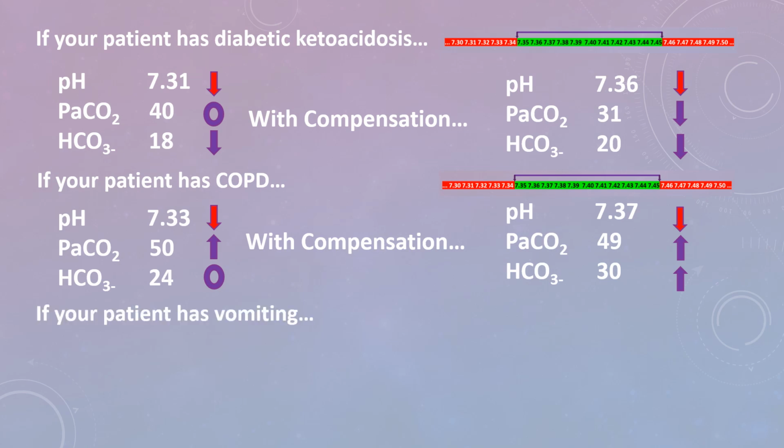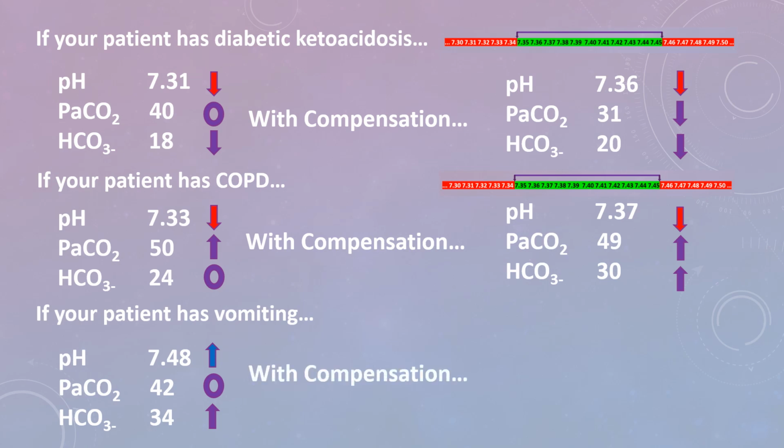If our patient has vomiting, your stomach has hydrochloric acid. When you lose your hydrochloric acid, you become more basic. The pH is going to go up at 7.48. Vomiting is a metabolic problem, and ROME tells me if it's a metabolic gas, the metabolic gas will go the same way as the pH, so I'm going to put that arrow up. And a PaCO2 of 42 is normal. With the 0, I know I have 0 compensation, so we have metabolic alkalosis without compensation.